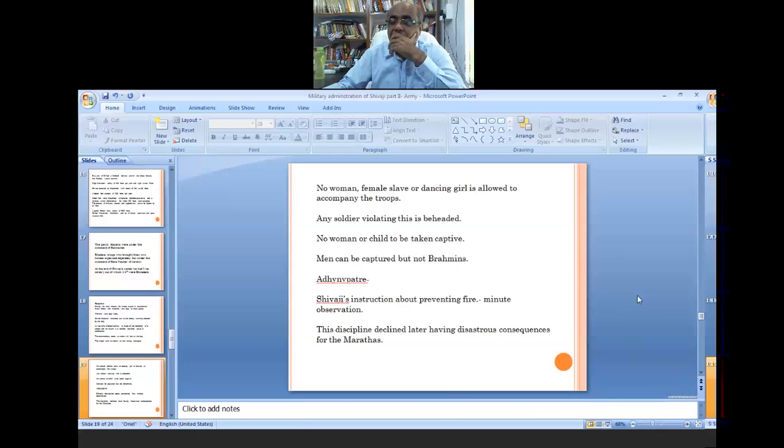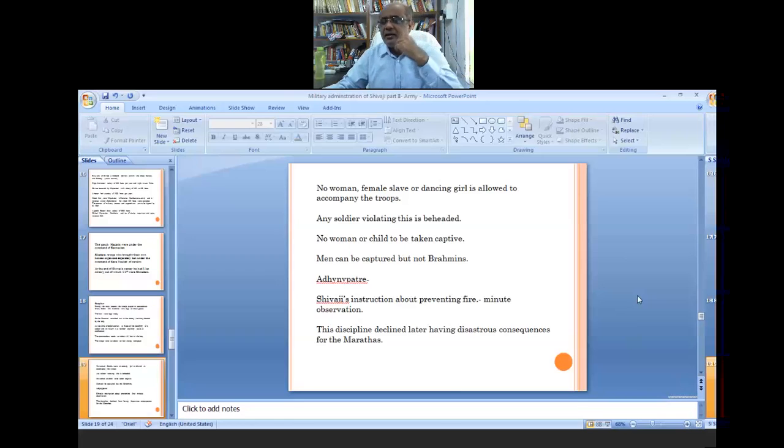Shivaji had a very strict instruction that no woman, female slave, or dancing girl was allowed to accompany the troop, and any soldier violating that was very strictly punished. Sometimes he was beheaded. Shivaji also had strict instructions that no woman or child was to be captured from enemy territory during war. Men could be captured, but not Brahmins, and this is what is written in the Adnapatra.